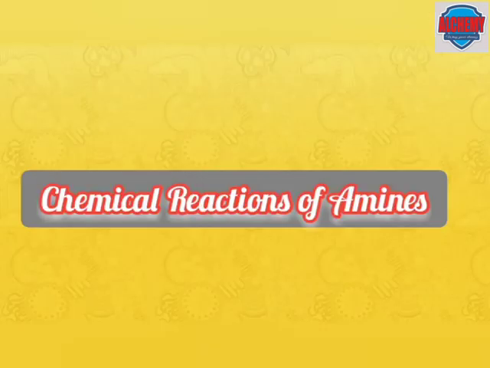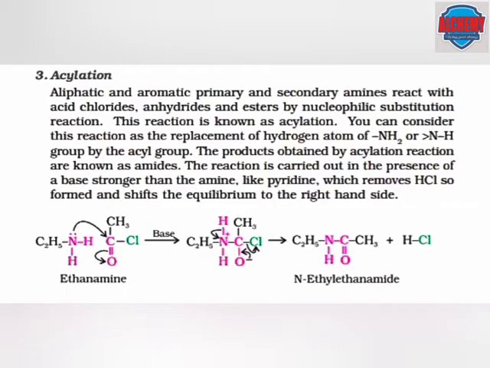Next we will discuss the chemical reactions of amines. Acylation. Aliphatic and aromatic primary and secondary amines react with acid chlorides by nucleophilic substitution reaction. This is known as acylation. In simple words, the addition of the acyl group, that is C double bond O Cl, in general C double bond O X, to the amine is called acylation of amines.